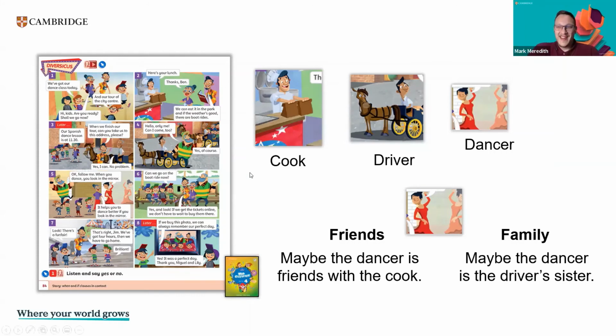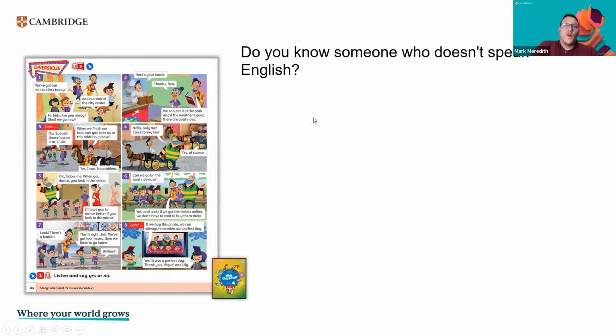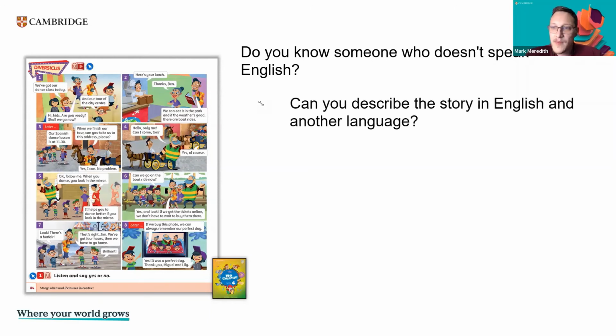Lovely. So following that, what might we ask them to do? Well, this is a fun little activity, which I think we don't take advantage of enough as teachers. Okay, so number one, ask the learners, do you know someone who doesn't speak English? And they might say, my granddad, my grandma, my cousin, whoever it might be. And then we can ask them, can you describe the story in English and another language?